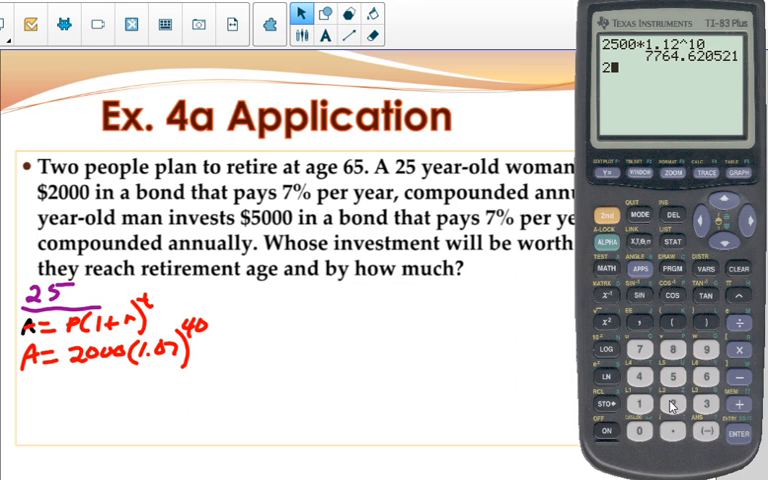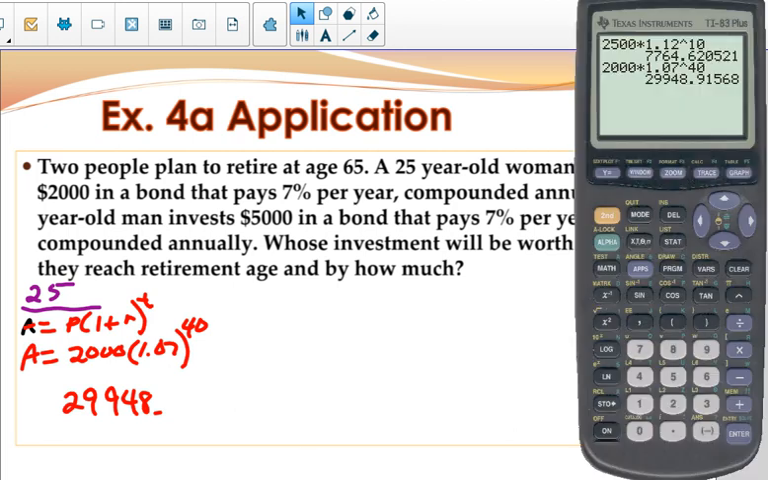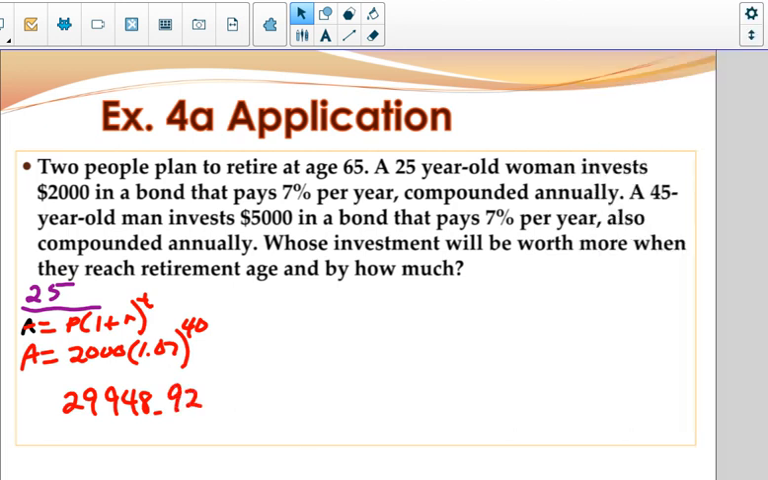So we have $2,000 times 1.07 raised to the 40th power. Gives us an answer of $29,948, and the amount of cents would be 92 cents. That's how much she would have when she would retire.